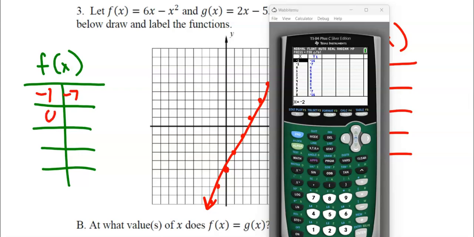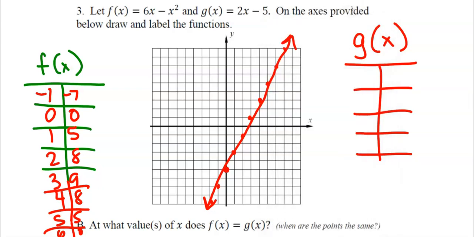(-1, -7), (0, 0), (1, 5), (2, 8), and (3, 9). Then I also have (4, 8) and (5, 5). And I could keep going. (6, 0). And I've run out of room, so I'm going to stop there. I'm actually going to graph this one in blue.